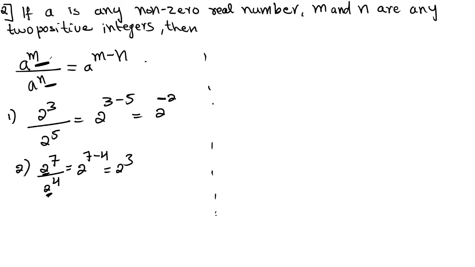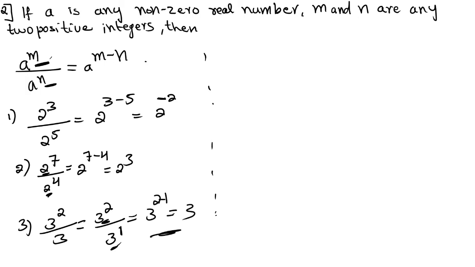Okay. Or see, third example. 3 to the power 2 by 3. Okay. 3 to the power 2 by 3 means 3 to the power 2 by 3 to the power 1, right? Okay. 3 means 3 to the power 1. It's equal to, see, the base is the same, right? So you can write it as 3 to the power 2 minus 1. It's equal to 3. Okay. Or you can write it as 3 to the power 1 itself.